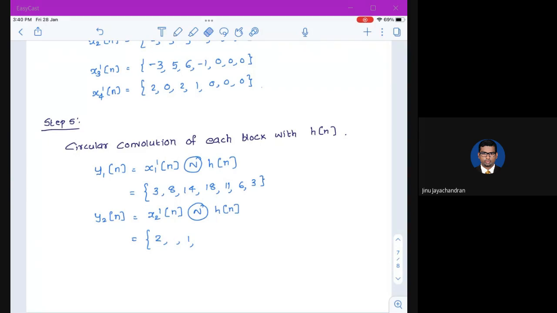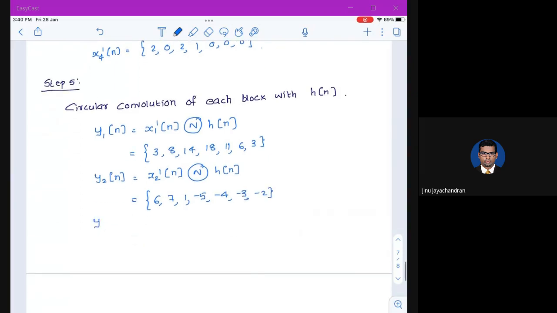So that is, let me just rewrite it. I don't want to write the complete thing. So you will get the answer as 6, 7, 1, minus 5, minus 4, minus 3, and minus 2. Similarly, y3 of n is equal to x3 dash of n circular convolution h of n, that is equal to minus 9, 9, 25, 11, 9, 5, minus 1.